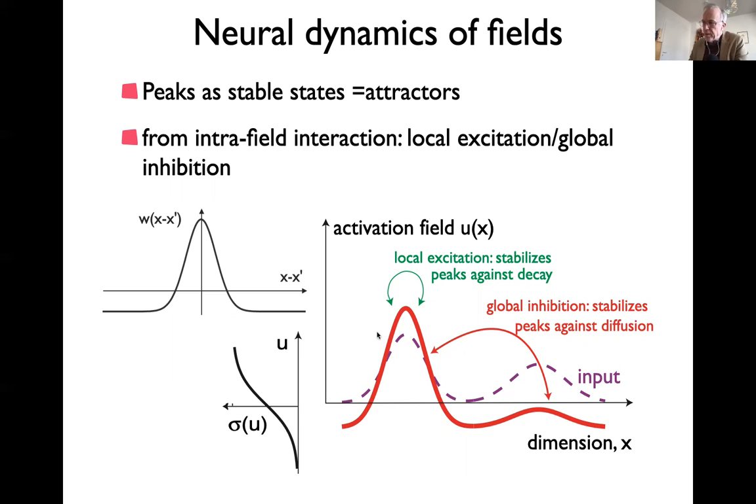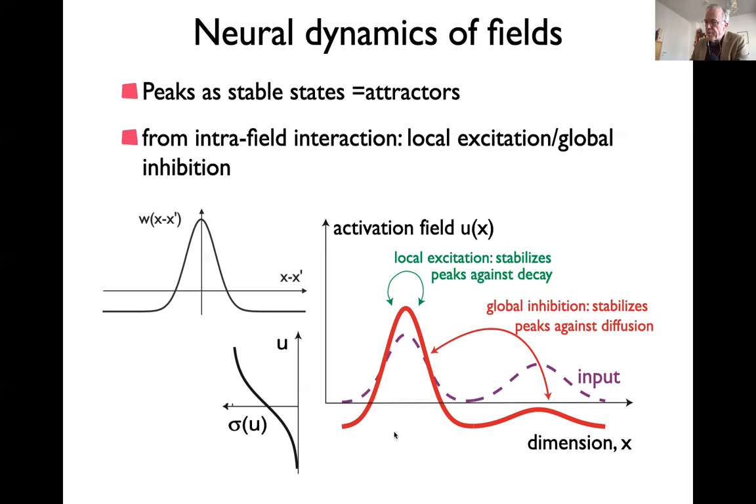So the notion of these fields is, again, activation over a dimension. We won't think now about how it came about. We'll just take for granted that the field gets inputs, like this dashed line here, that are functions of that dimension. So somehow from the sensor surface or from wherever it comes, they can get inputs like that.